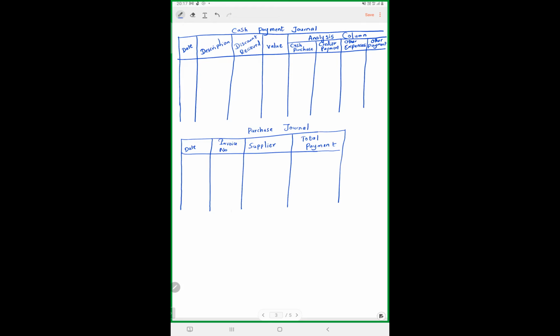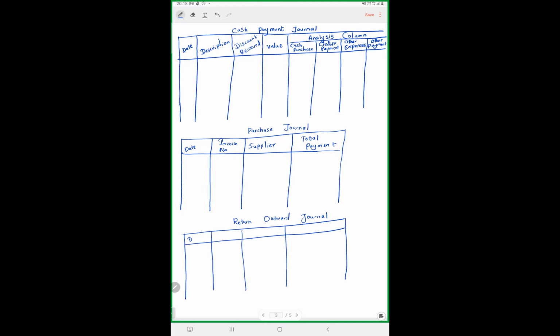At the same time we can create the return outwards journal: date, debit note number, supplier, total payment.